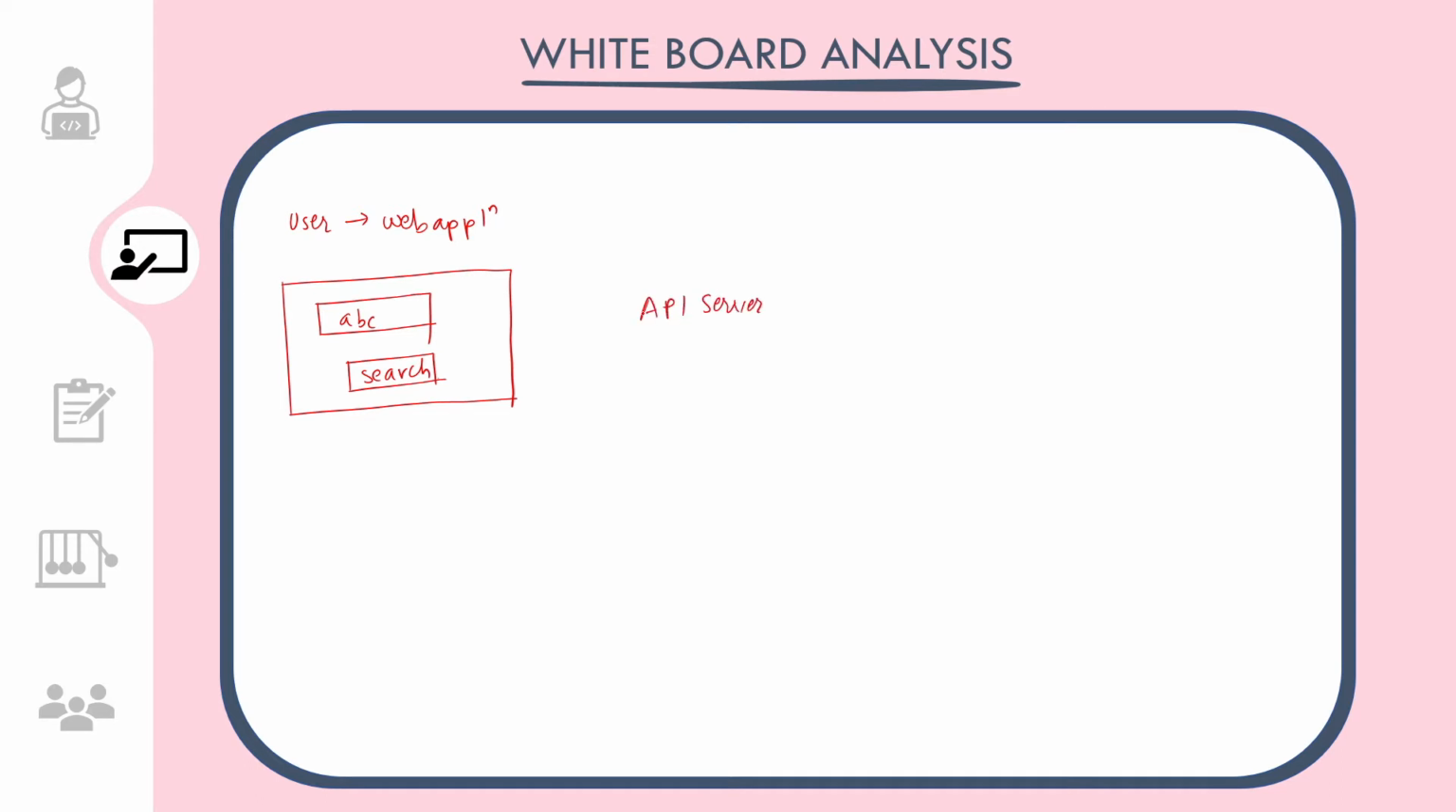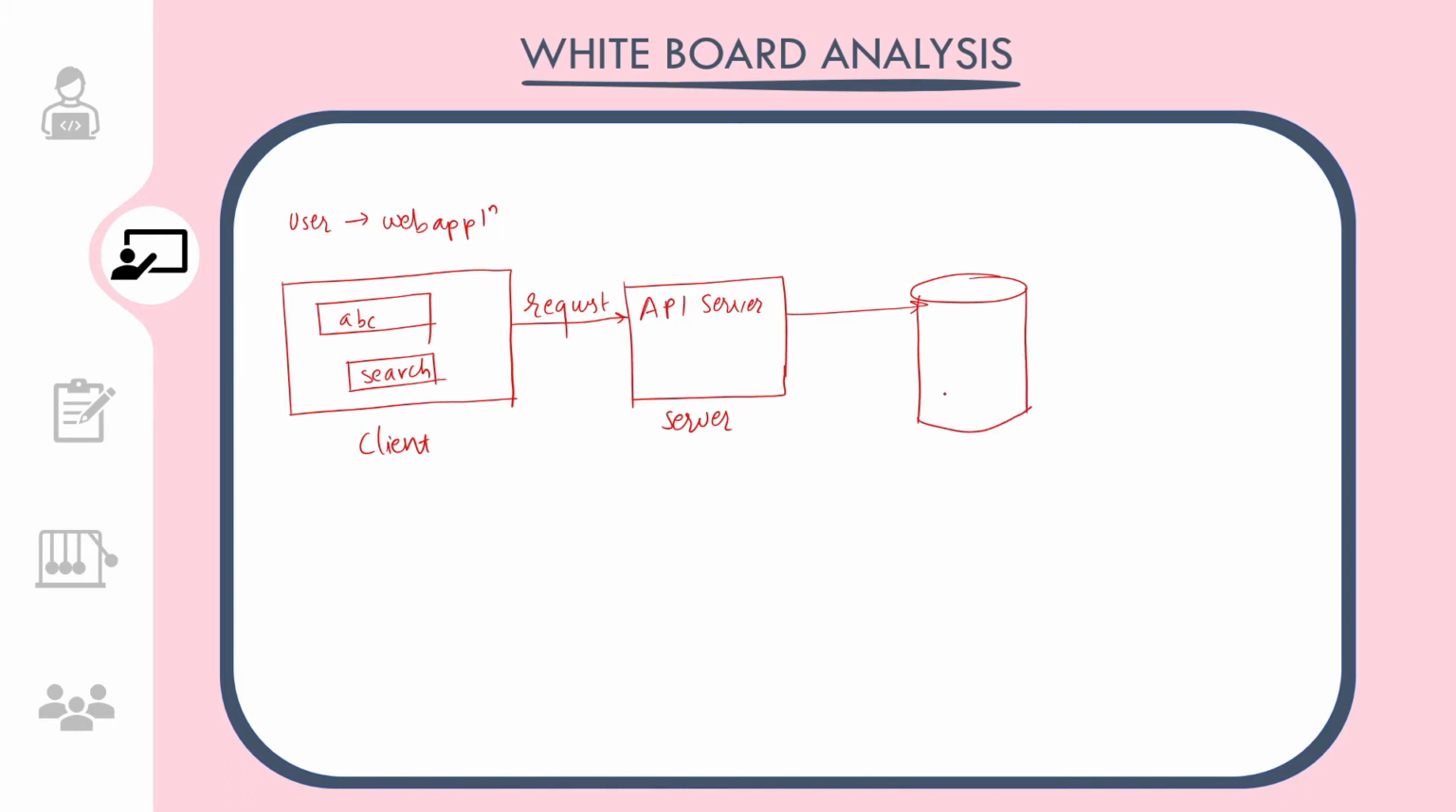So what will the API server do? This API server will have written APIs which will further process the request it gets from the client. So this is our client machine and this is our server. This server will be bound with the APIs. The request will be processed by the API server, and the API server will take help of a database. This database will have all the user data, which will help us with the search result, whether the entry pushed by the user is present in the database or not.